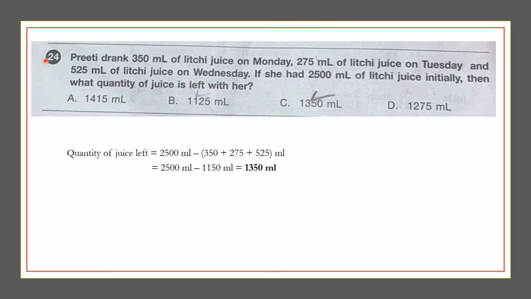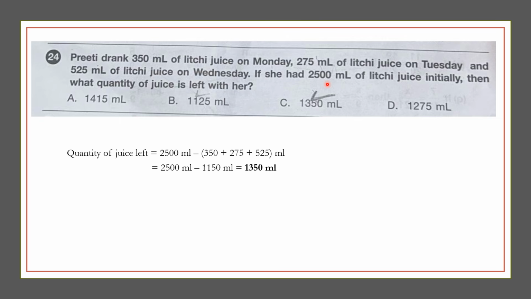Question number 24. Preeti drank 350 milliliter of lychee juice on Monday, 275 milliliter of lychee juice on Tuesday, and 525 milliliter of lychee juice on Wednesday. If she had 2500 milliliter of lychee juice initially, then what quantity of juice is left with her?